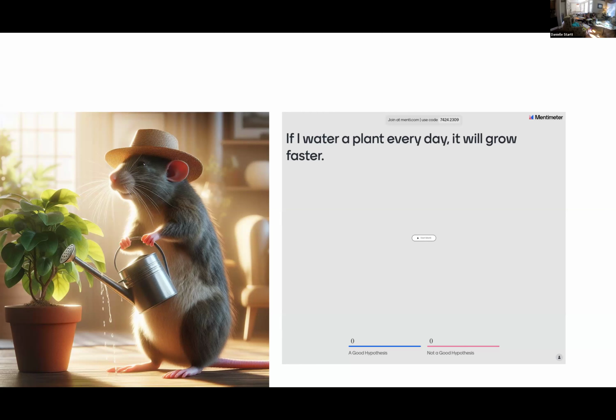Often a good hypothesis is posed as if-then. There's no "then" here, but it says if I water a plant, could you say then it will grow faster? Yeah, so there's your if-then, okay?